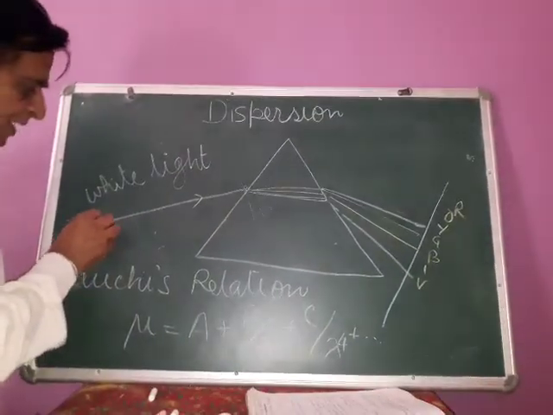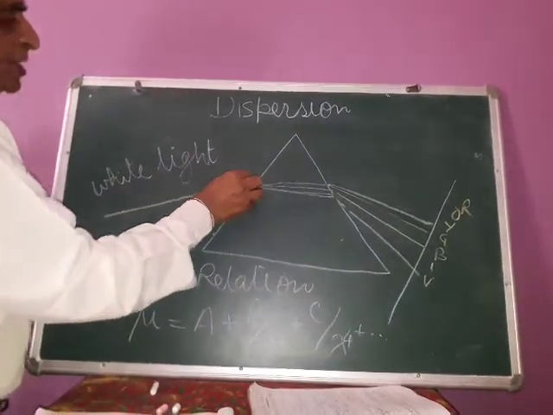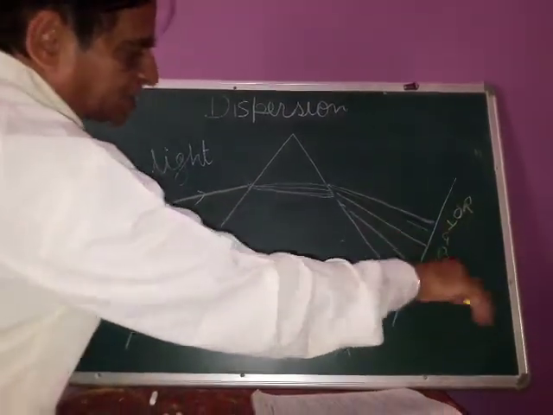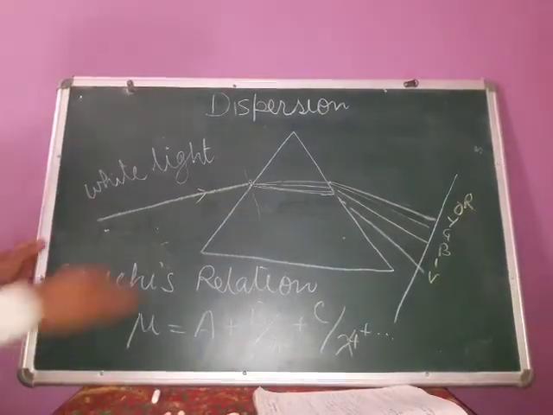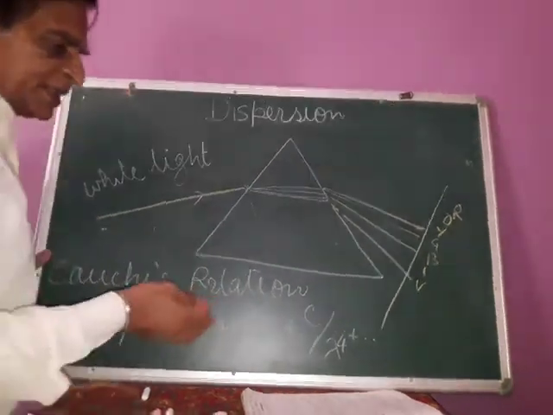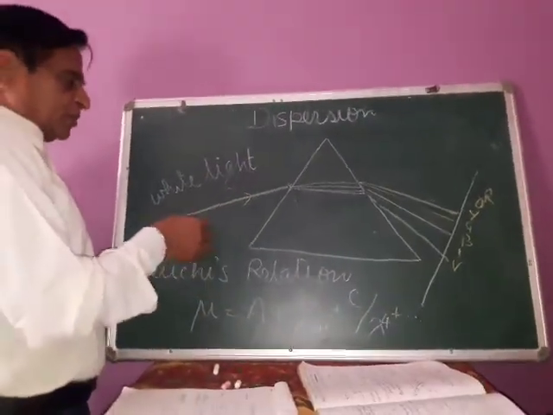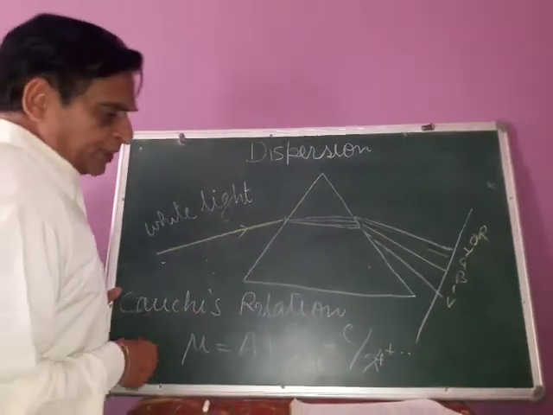So here we get the white light, a combination of all the wavelengths, and after that all wavelengths are separated into individual components. This is called dispersion. Dispersion is the breaking of the incident light into individual components through a prism.